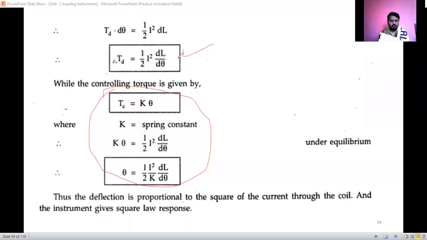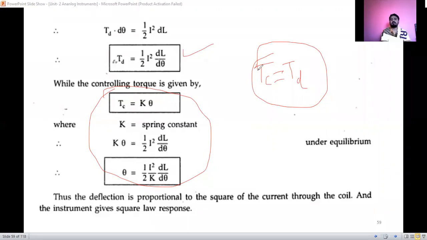All of you note down this formula: TC equals TD, or TD equals TC. Note down this formula: TC equals TD. So it completes the torque equation of a moving iron instrument.